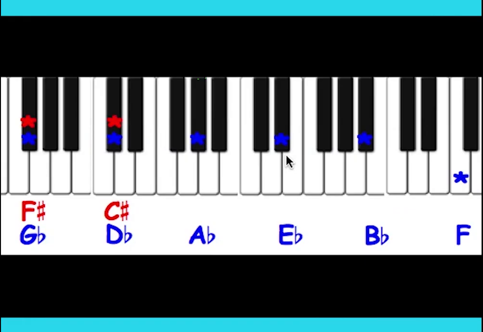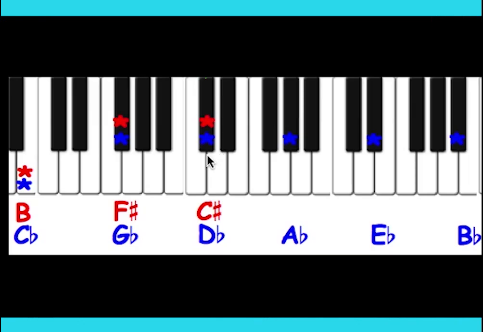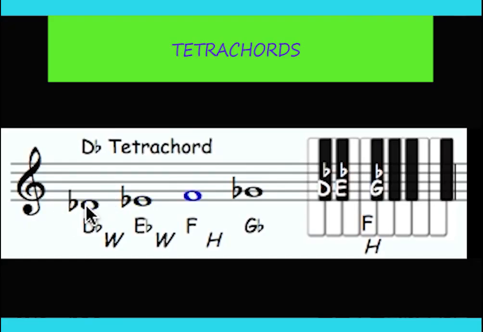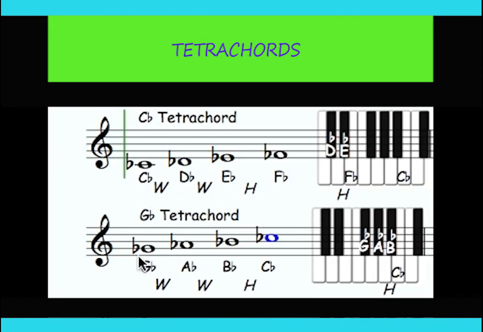Then we're just going to play through all the other tetrachords. And we can see that the G flat tetrachord and the C flat tetrachord are all flat.